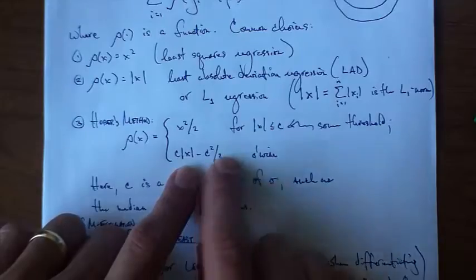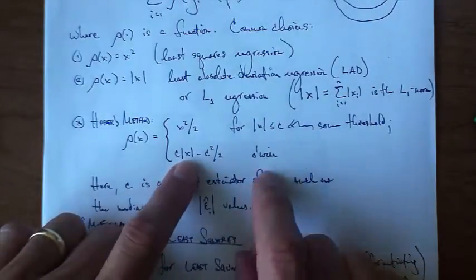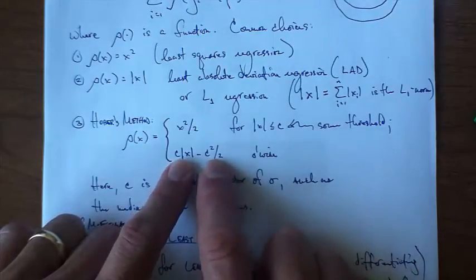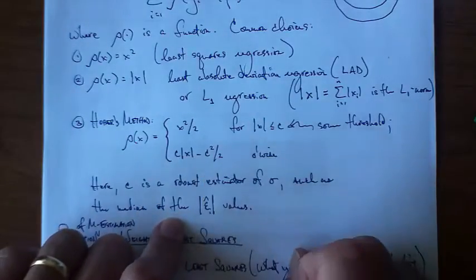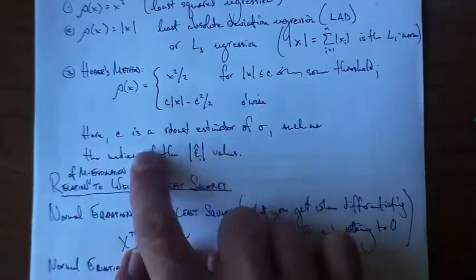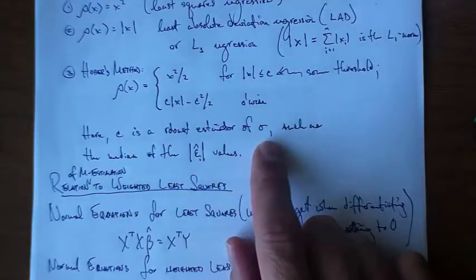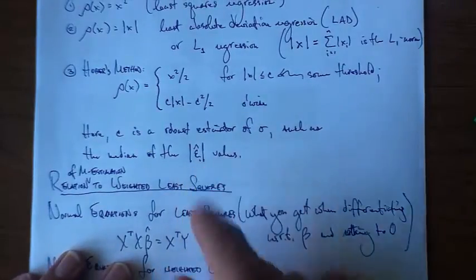Otherwise, if x is larger than that, then we take it to be this constant, this threshold c times the absolute value of x minus c squared over 2. So you subtract off this larger amount here. So here c is some kind of robust estimator for the standard deviation of the residuals, such as maybe the median of the absolute value of the residual values.